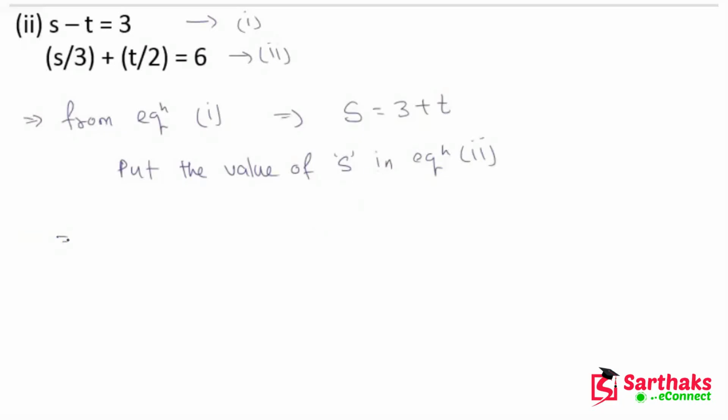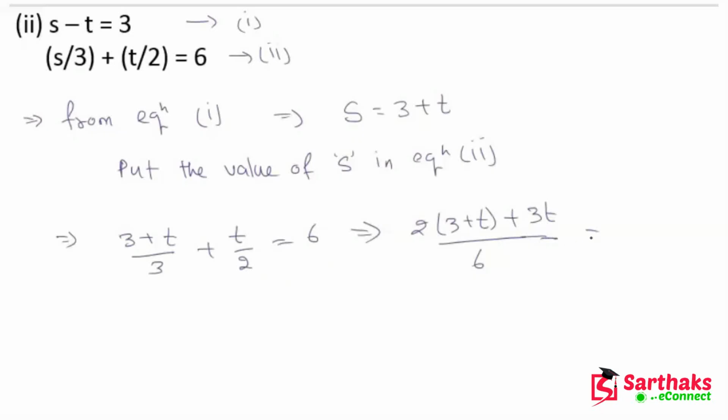So now this will become (3 plus t) divided by 3, plus (3 plus t) upon 2, which is equal to 6. Now we have to take the LCM, which is 6. After dividing 6 by 3 we get 2. So we have to multiply the 2 with 3 plus t, plus, if we divide 6 by 2 we get 3, and we multiply 3 with t, so we get 3t, which is equal to 6.